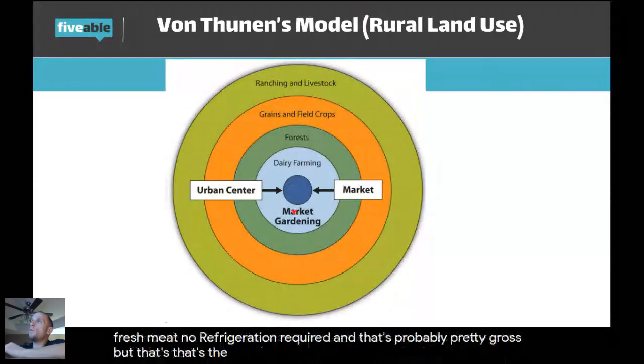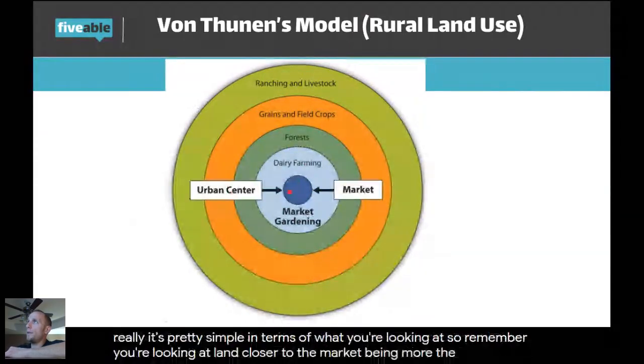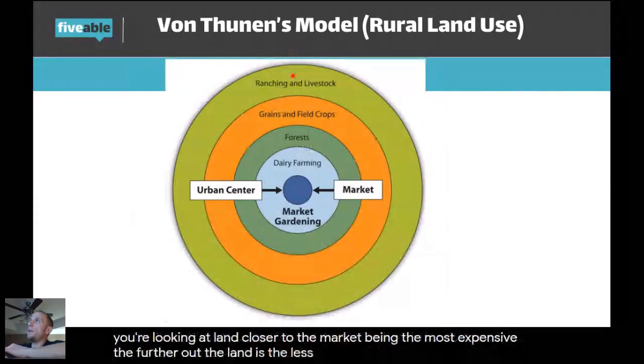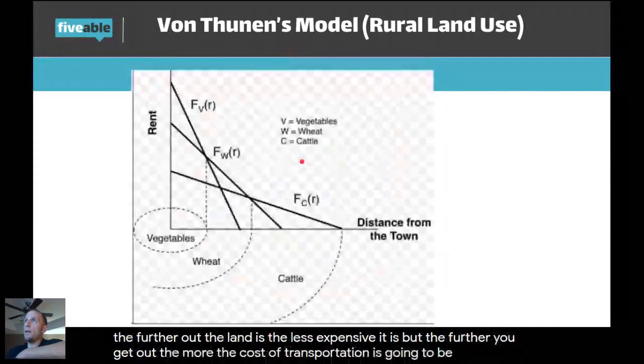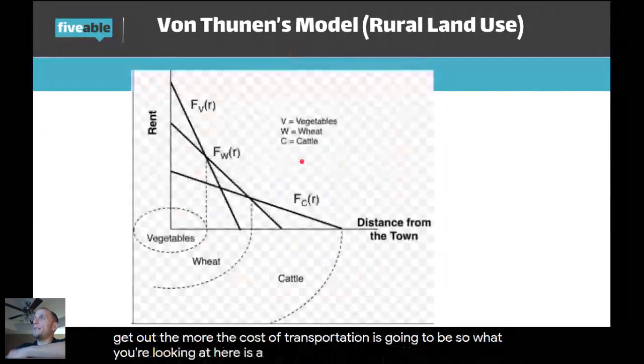All right. So what we're looking at here is a super complicated, mathy looking graph. All right, you math people. To me, I'm not very much of a math person, so it looks like a very complicated, graphy looking, mathy looking graph. But really, it's pretty simple in terms of what you're looking at. So remember, you're looking at land close to the market being the most expensive. The further out the land is, the less expensive it is. But the further you get out, the more the cost of transportation is going to be. So what you're looking at here is a graph. You can call it a bid rent curve if you want to.